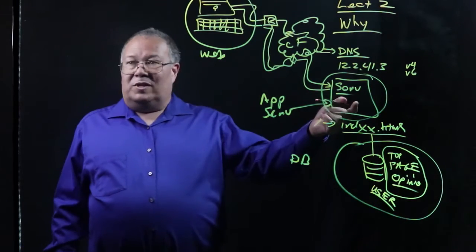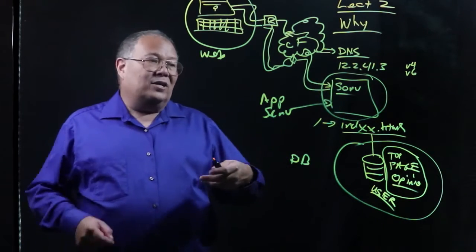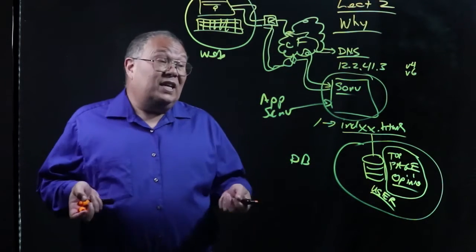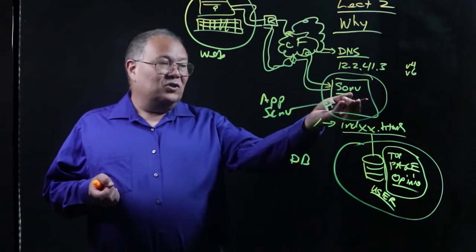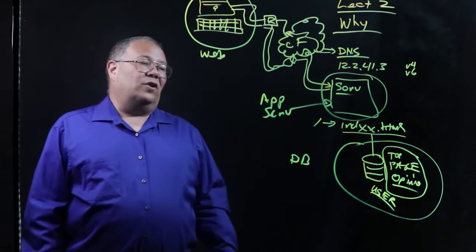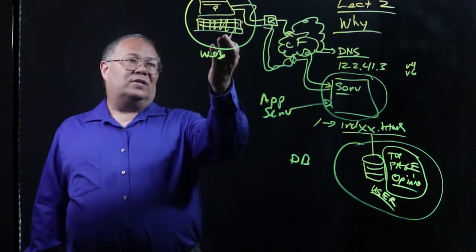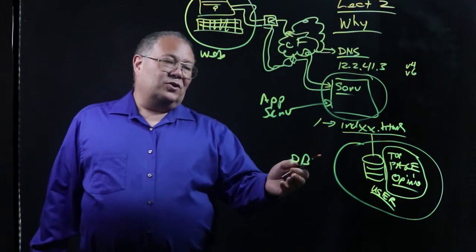In fact, if it's something like Google, those proxies may actually be hardware proxies that cost millions and millions of dollars each. And there may be hundreds of thousands of servers here in the server farm. But the basic principle is the same: it's a web page, there's an app server, there's a database.